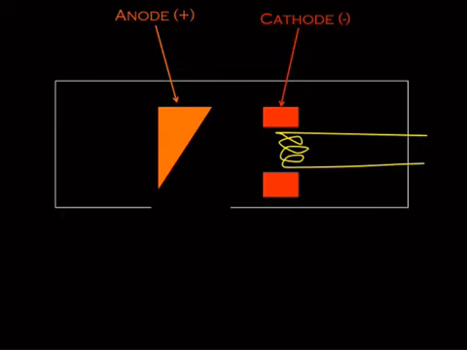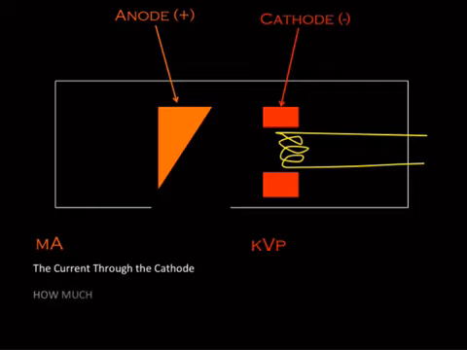They're kVp, mA, and then the duration, which is sometimes referred to as the time. So let's compare and contrast what those things mean. The mA is the current through the cathode. In other words, it's how much juice you're putting through there. It's the quantity, okay? Quantity.